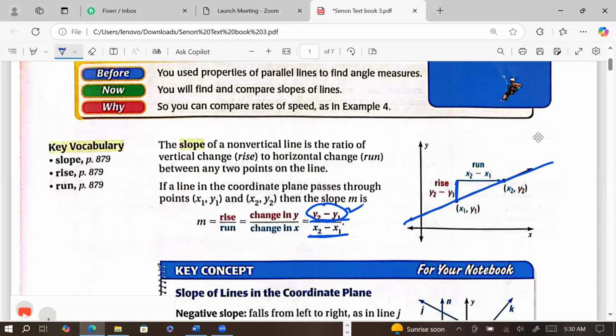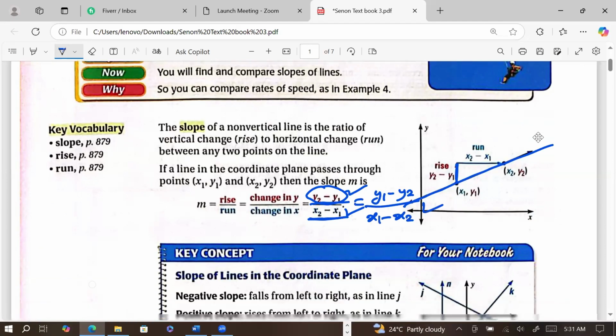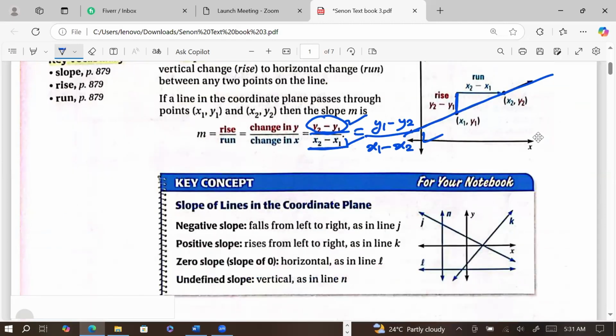If you write y2 minus y1, the denominator should be x2 minus x1. If we write y1 minus y2, the denominator should be x1 minus x2. Both are applicable. And here, this line has a positive slope. When this angle is an acute angle, it's a positive slope. If this angle, the angle with the x-axis, is an obtuse angle, it's a negative slope. When it is parallel to the x-axis, zero slope.